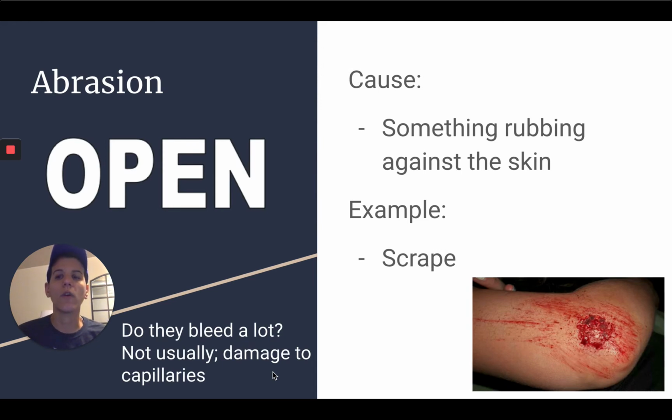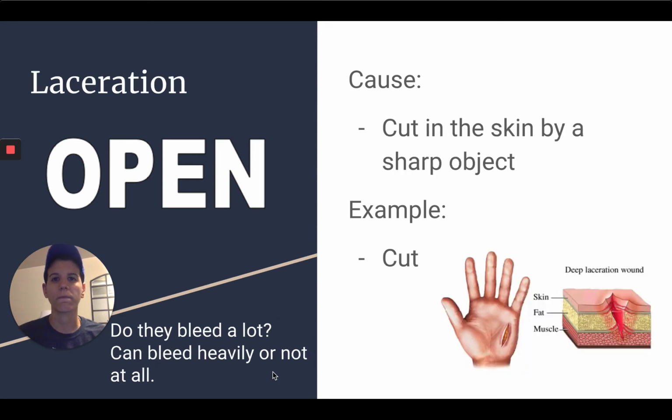One type of an open wound is called an abrasion. For example, a scrape, as you can see in the picture, something that rubs against the skin. Usually a person does not bleed much, but there is damage to the capillaries of the skin.